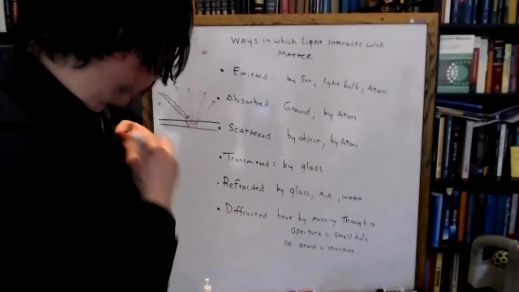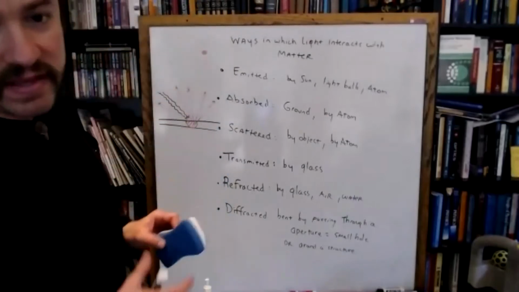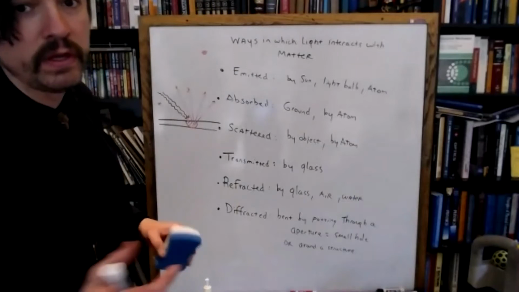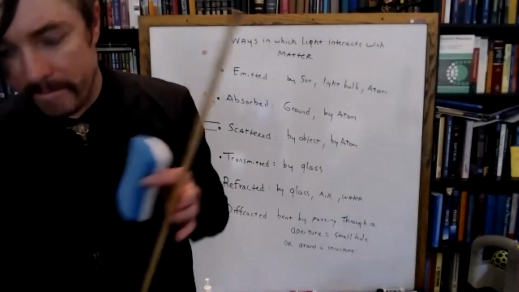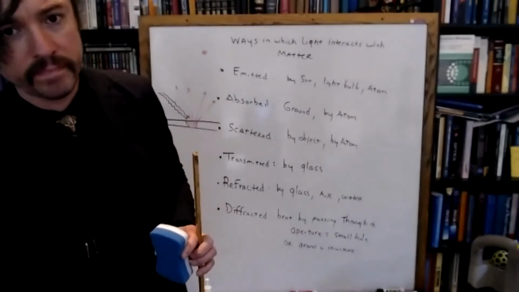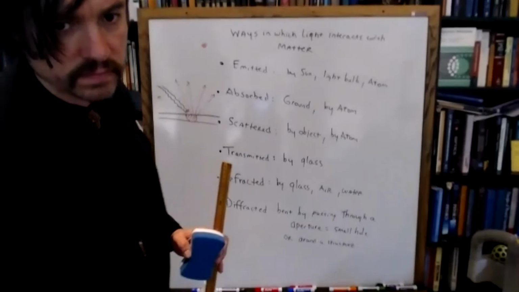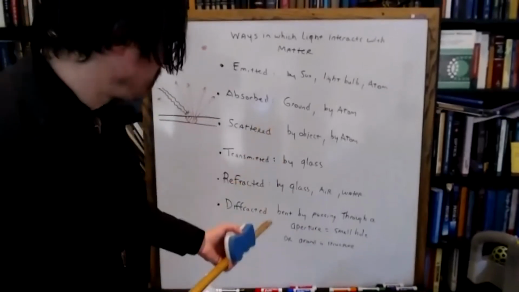I wonder, students, can I erase this? I have a question, because I'd love a question. Talk to me. My screen's a little fuzzy. It says right next to diffracted, it says bent by passing through an aperture, small. I can't see what it says after small.